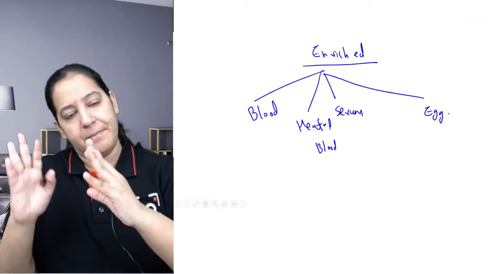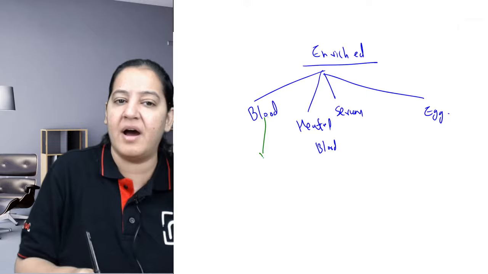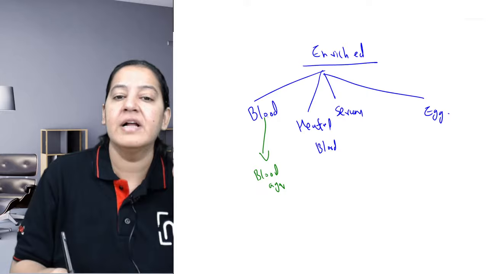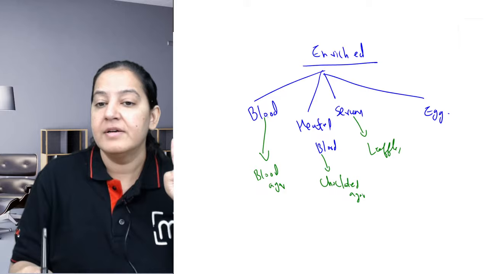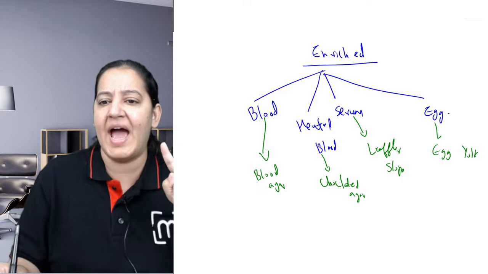So can anyone give me the example? Ram, Padmavati, Osama, Archana, anyone? So the example of blood is blood agar. Of course, blood agar contains blood, right? Heated blood agar is chocolate agar. So chocolate agar also contains blood, the heated blood, right? For serum, the example is Loeffler slope, right? And egg agar, egg yolk agar it is known as, right?